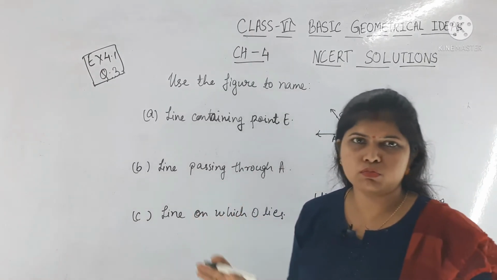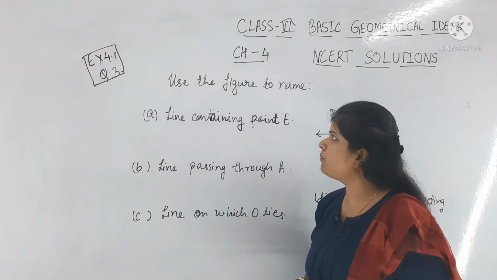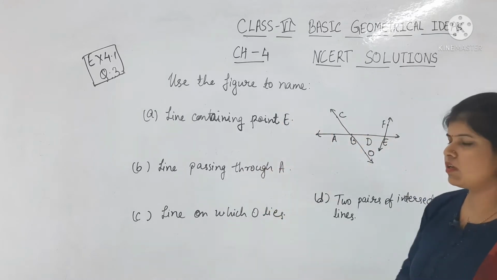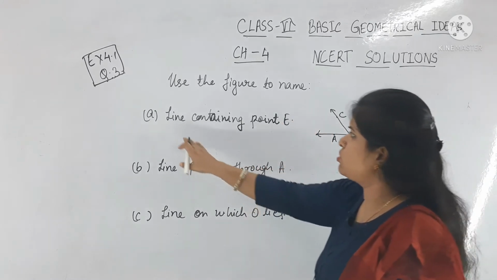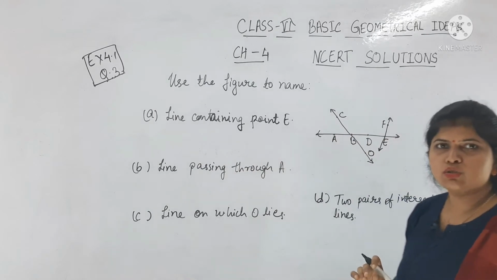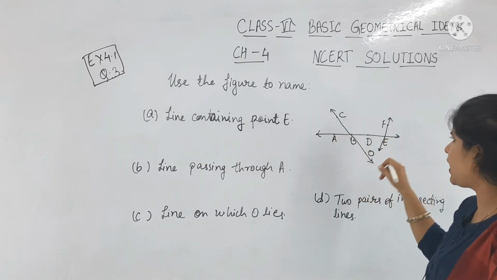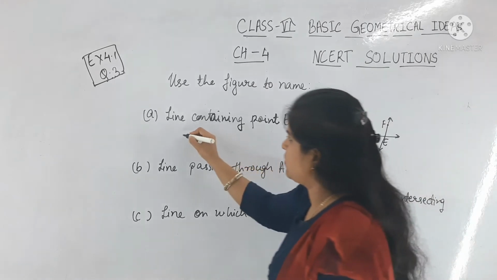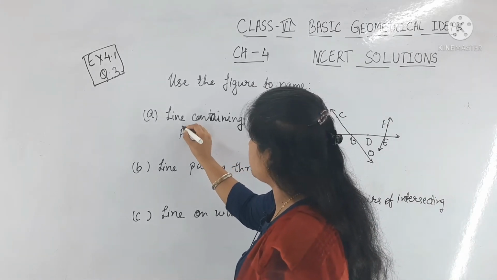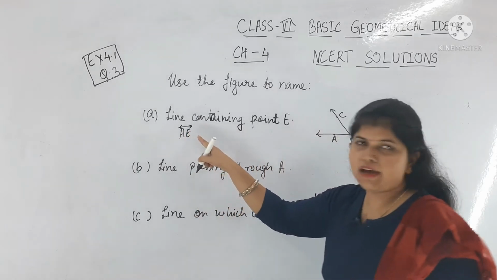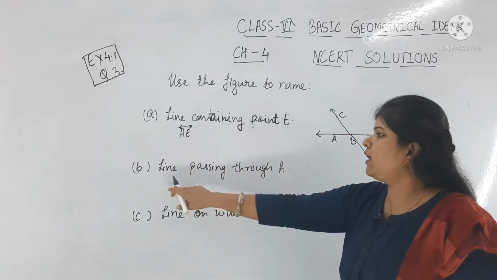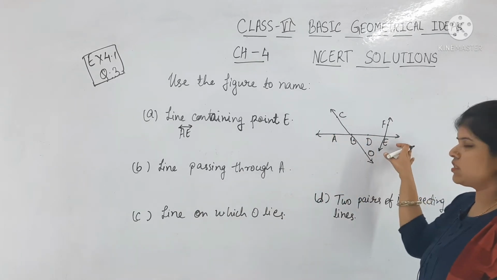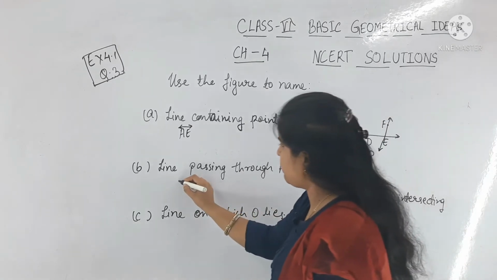Okay students, now let's come to question number 3. Here you have to use the figure to name these. The line containing point E: we know that a line ends with an arrow, and containing E, this is AE. So AE is your answer. Like this you have to mark it also. Then the B part is the line passing through A. So the line passing through A is AE. Same AE.